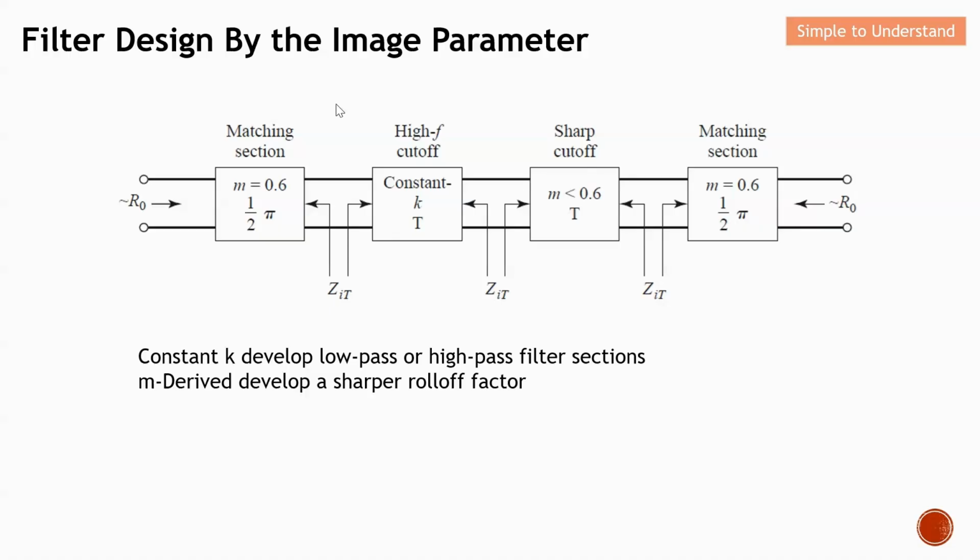Next, this is a filter design. You can see that the outer stages are mainly for matching sections. When m is equal to 0.6, this is ideal for a matching impedance network.